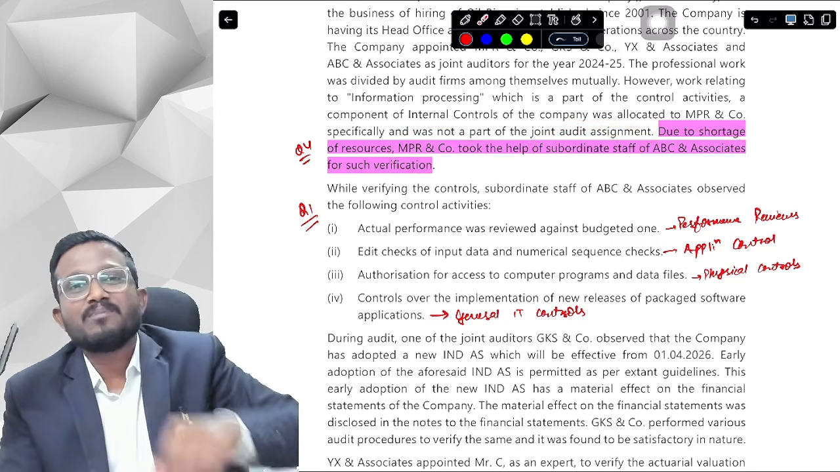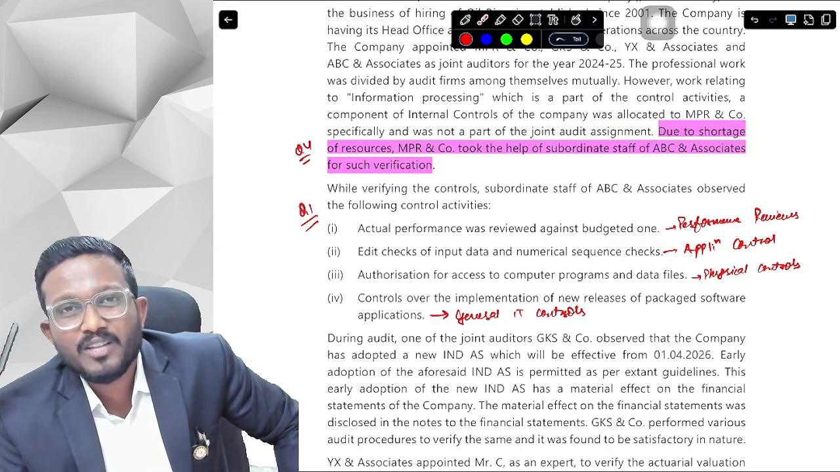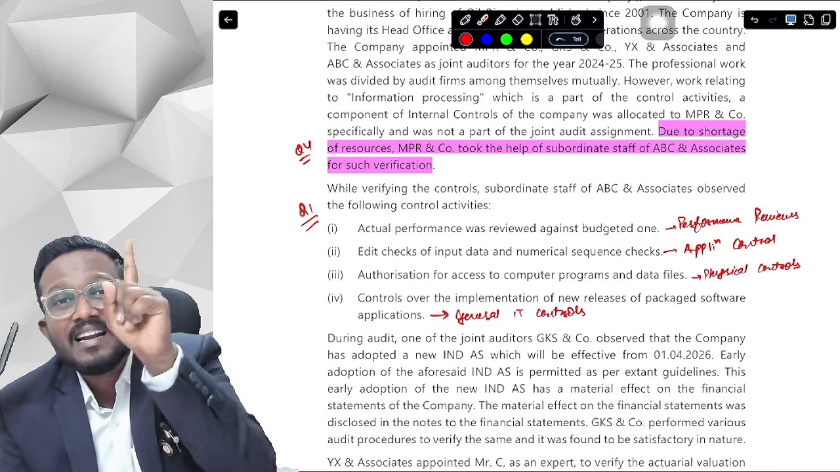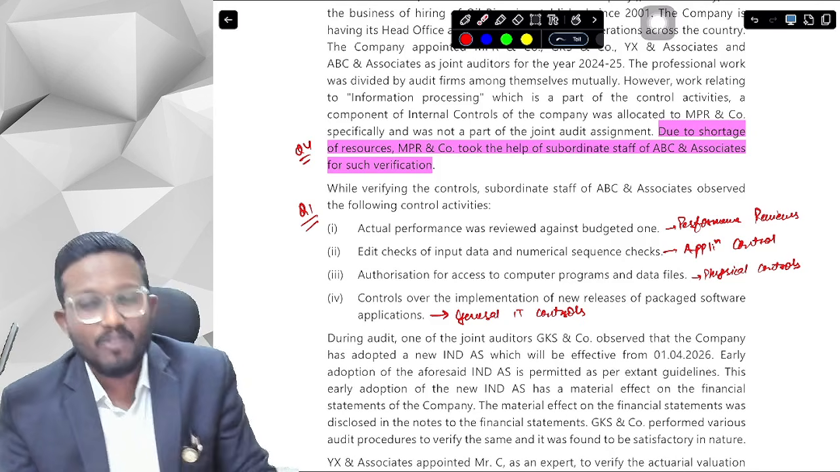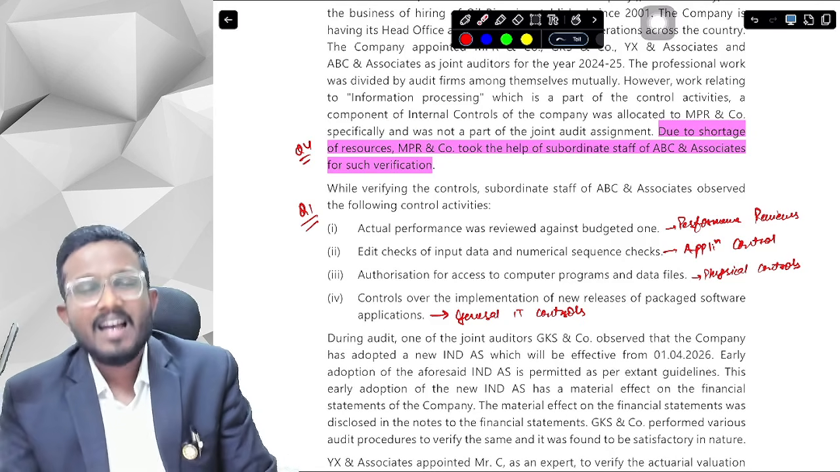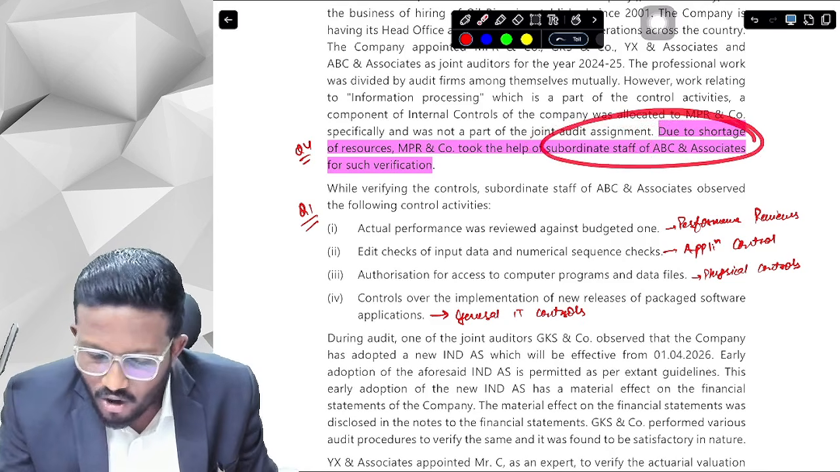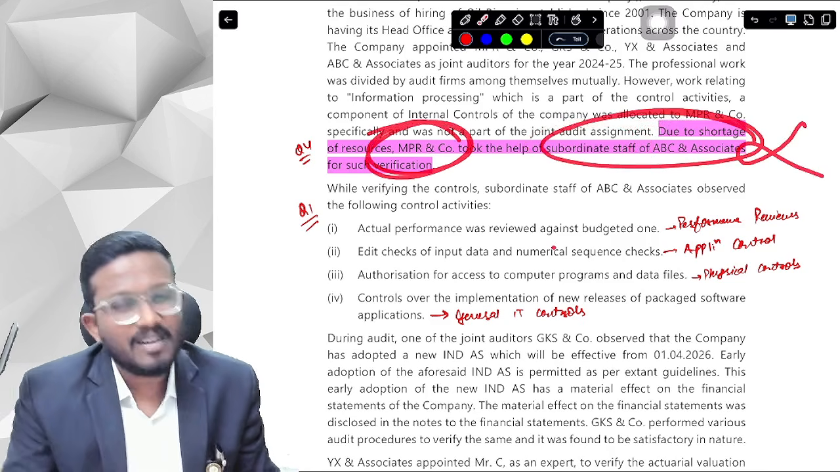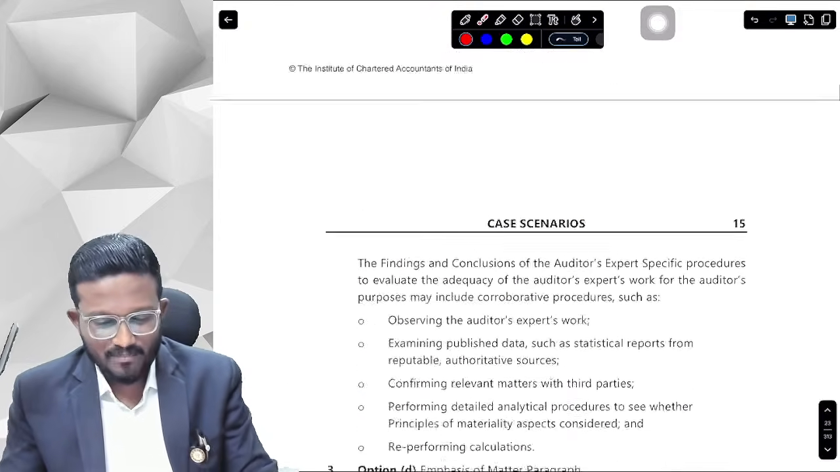So here tell me, as per SA 299, who will be responsible for the non-performance of the further procedures? Here MPR and Company will be responsible for wrong performance of procedures, because MPR and Company was individually responsible for the performance of TOC over information processing. Even if they have used the subordinate staff of the other joint auditor, this other joint auditor won't be responsible, only MPR and Company will be responsible. Okay, yes sir. So here who will be responsible, sir? Only MPR and Company.